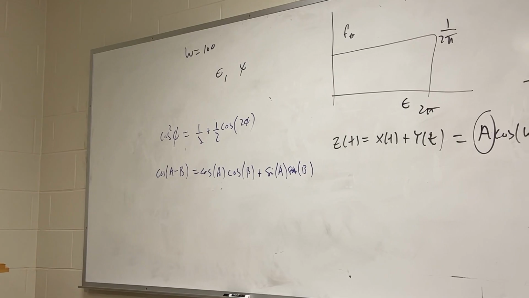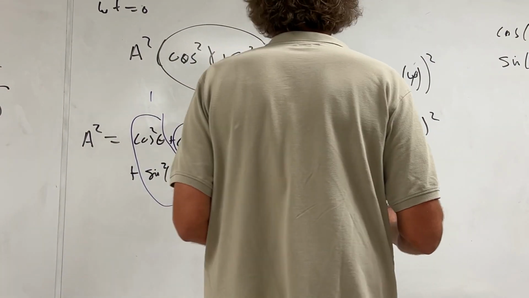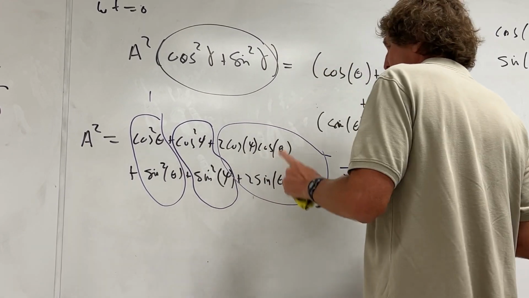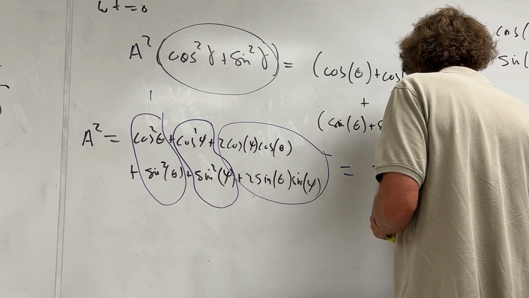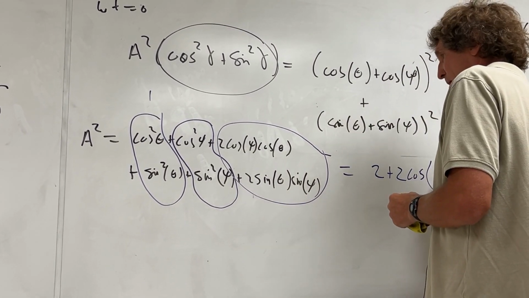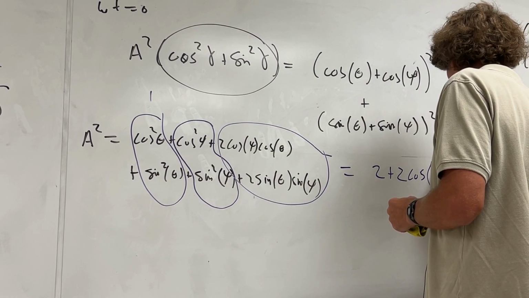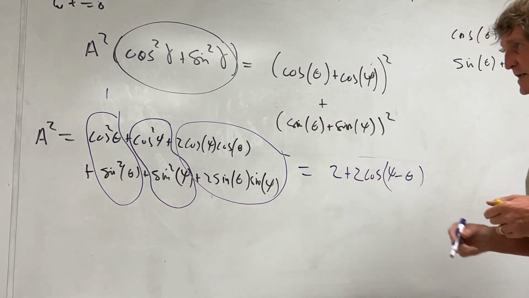A in this case is theta or psi. You all with me, class? So I can say all this stuff boils down to 1 plus 1 is 2 plus 2, and it's going to be cosine of, and I'm going to use psi minus theta. Now that's what that equals.